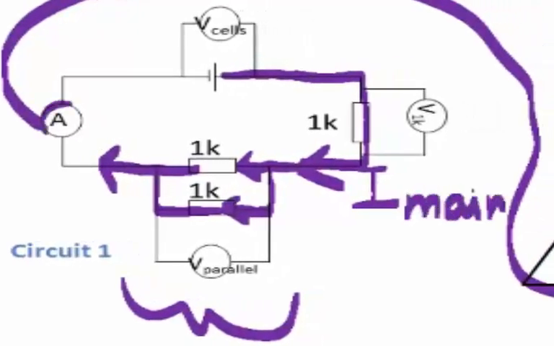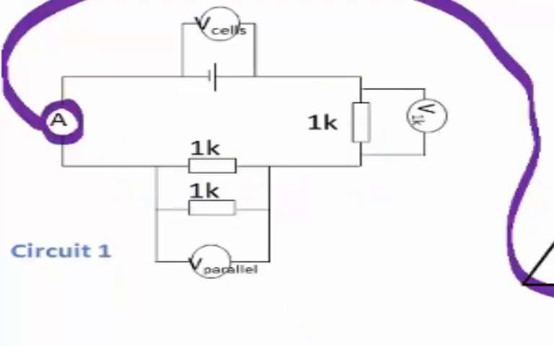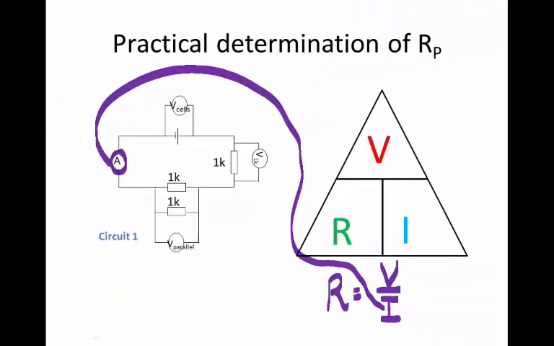In other words, that which is measured by the ammeter. Because all the current flows through the parallel section, not all of it goes through each branch. But if you add the two branches' current together, then you'll get the main current. So it's the main current that goes through the whole parallel section. So that's why we can use the ammeter reading in this equation.